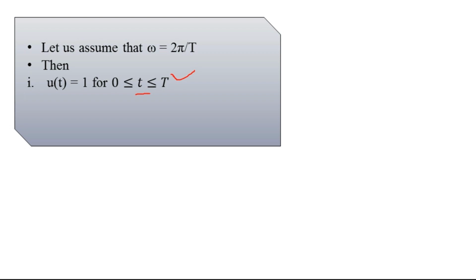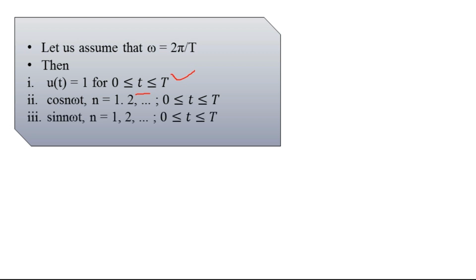Next, we have the second function, cosine n omega t, where n is equal to 1, 2 and so on, for t from 0 to capital T. Next, we have the third function, sine n omega t, for n equal to 1, 2 and so on, for t from 0 to capital T.